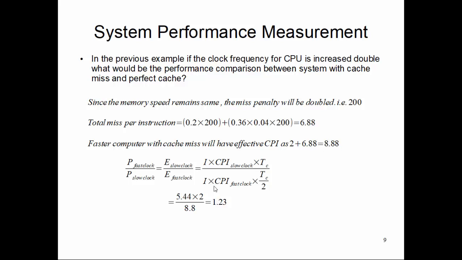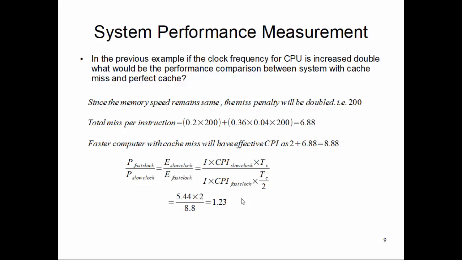Now we compare them, execution time with the slow clock and the fast clock, then CPI slow clock, fast clock, etc. We need to take care of that clock cycle divided by 2, that is your faster clock's time period, and which becomes 1.23x. So previously it was 2.72x. So this is what we are trying to show here.